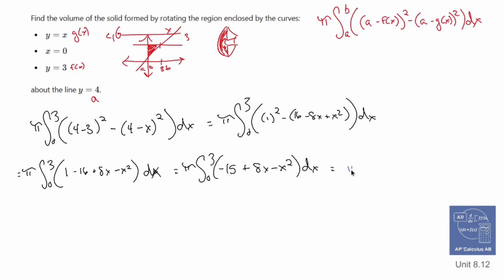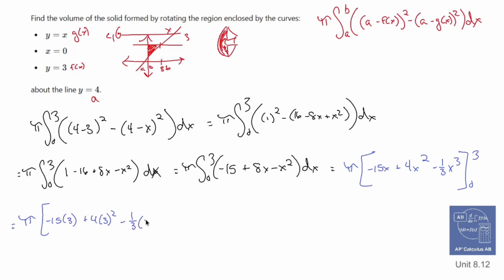Pi is still living out there. The integral of negative 15 is negative 15x, plus that'll be 1/2, so 4x squared. And that'll just be minus regular 1/3 x cubed with limits at 0 and 3. Let's plug in 3. Pi times negative 15 times 3 plus 4 times 3 squared minus 1/3 times 3 cubed. If I plug in 0, I get 0 plus 0 minus 0 times pi, which is 0, so you get 0. Pi still lives on the outside.